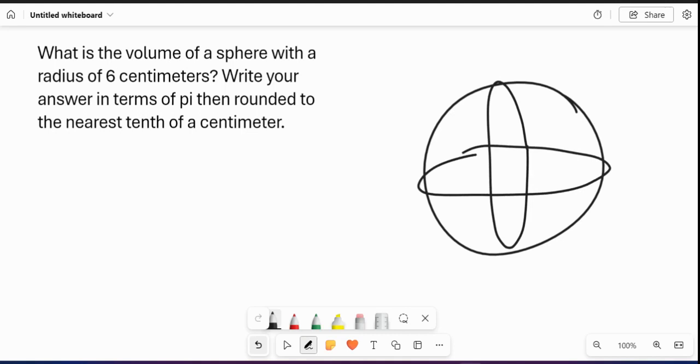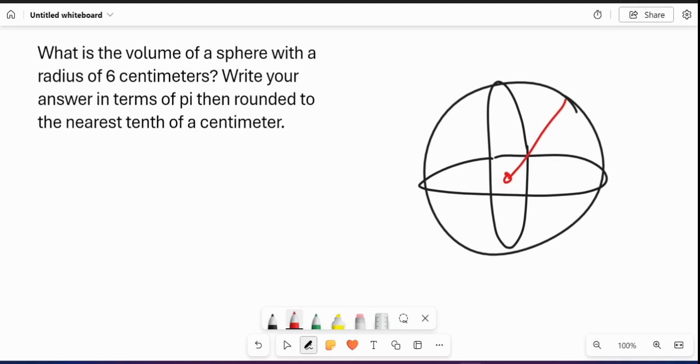That is a pretty poor sphere. Okay, but that is the best I can do. So just think of this as a three-dimensional ball or a globe or something of that nature. All right, so the radius is 6. So from the center of the sphere to the edge, it is 6 centimeters.